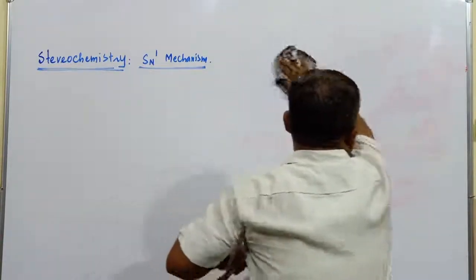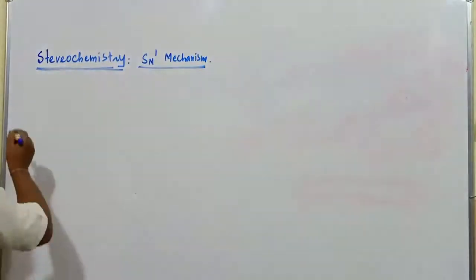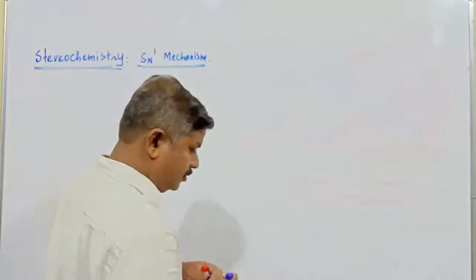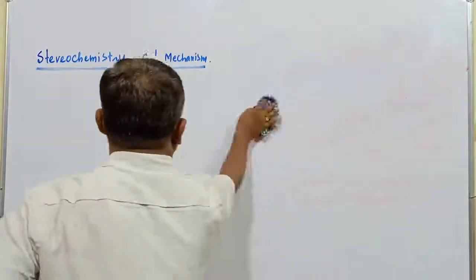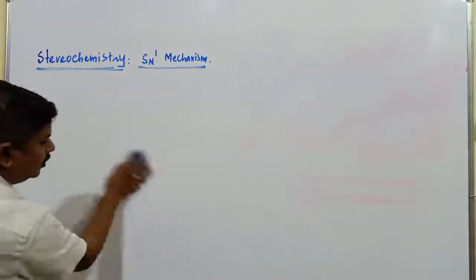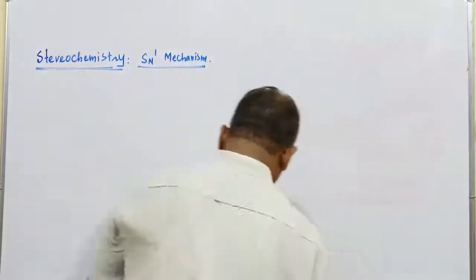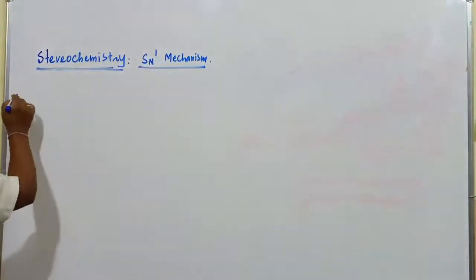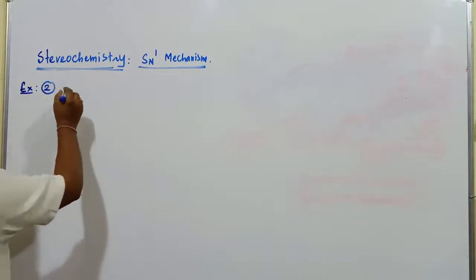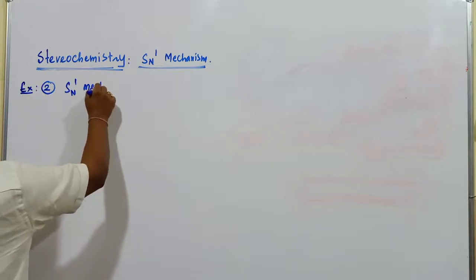Now let us move to another example. Second example we consider. What's the difference between first example and second example? This is where the SN1 mechanism takes place.